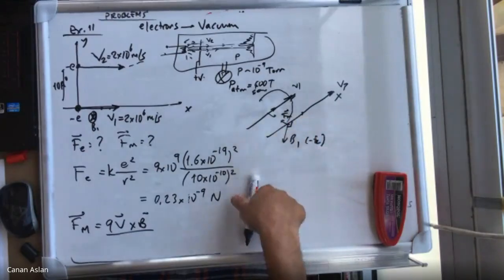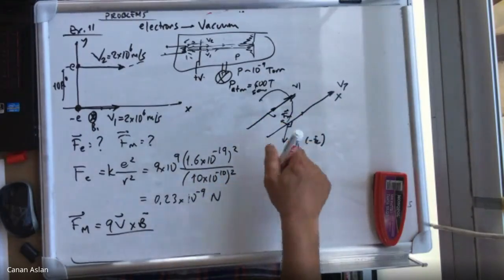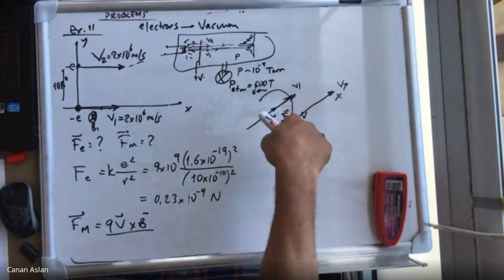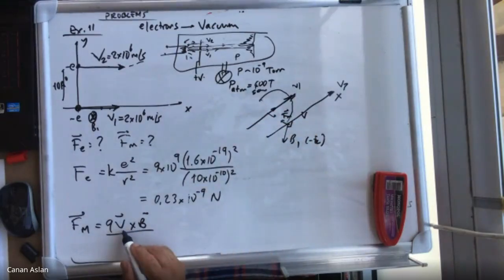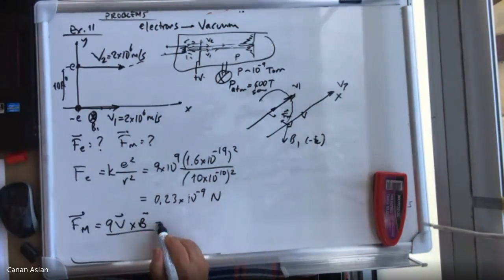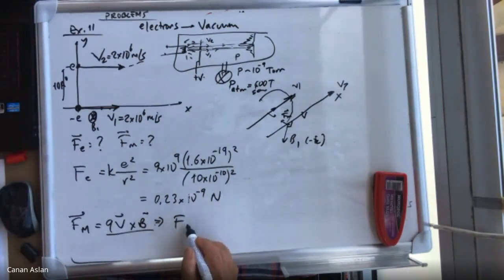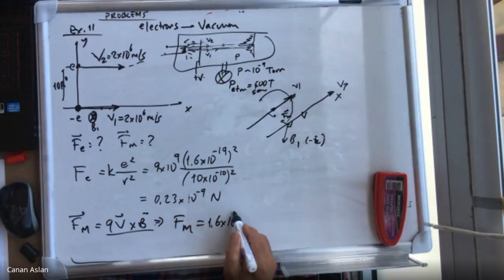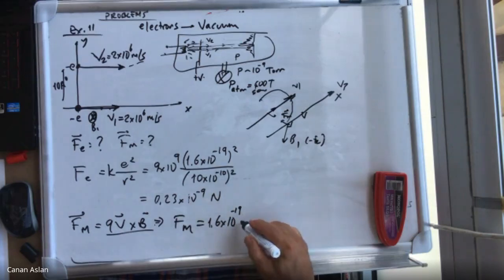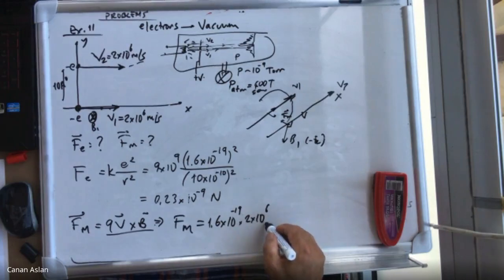Remember that F equals V cross B. V is this way, B is downward, F is this way. So similar for the other cable. So let's get the value of this. V cross B, we know the direction. Therefore, the magnitude of the magnetic force is going to be 1.6 times 10 to the minus 19, times the velocity, which is 2 times 10 to the 6, and the magnetic field.